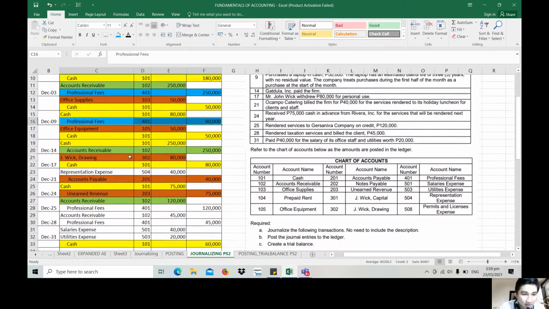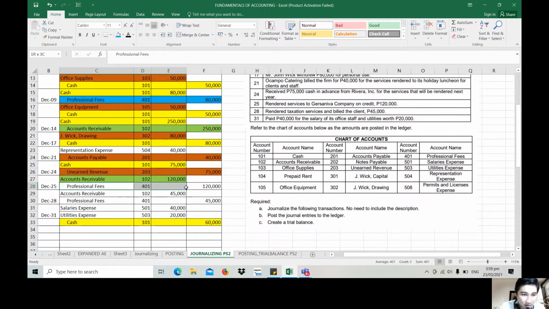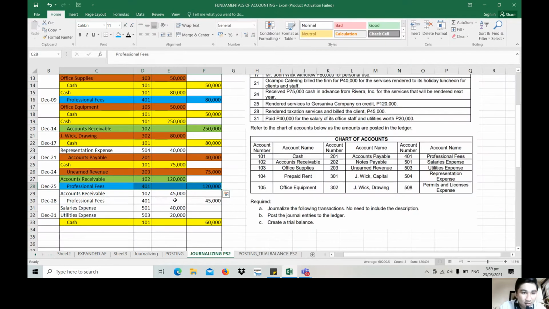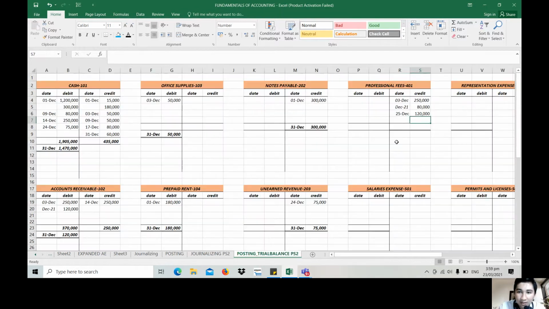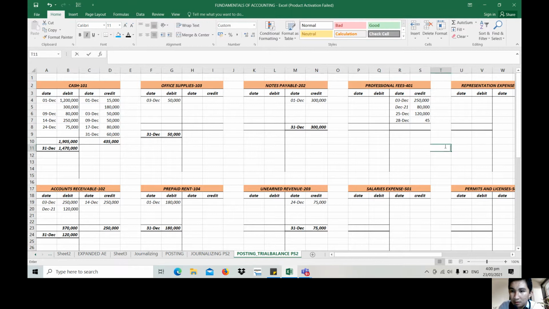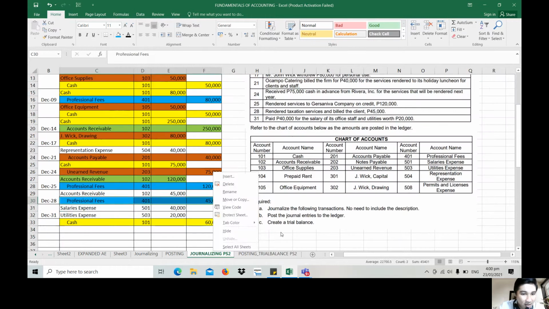Saan pa ba? May professional fees pa ba dito? Eto another one. December 25, 120. Okay, 25, 120. Okay. Next. Aside from that, ito pa, December 28, 45. December 28, 45,000 pesos. Ayan. May nakaligtaan ba tayo?